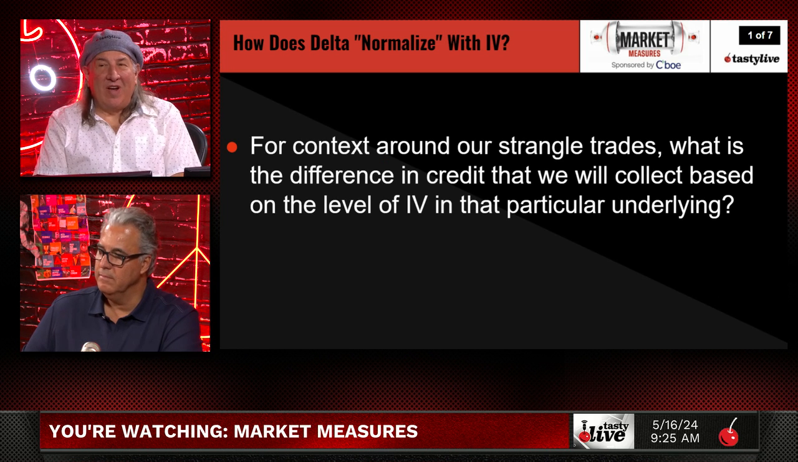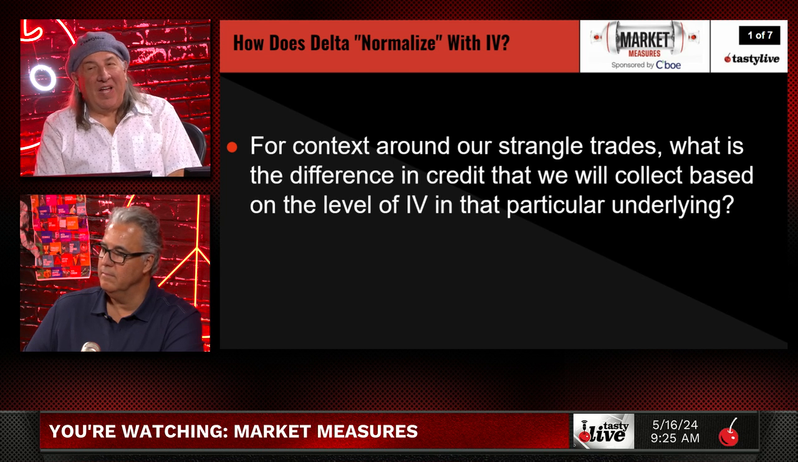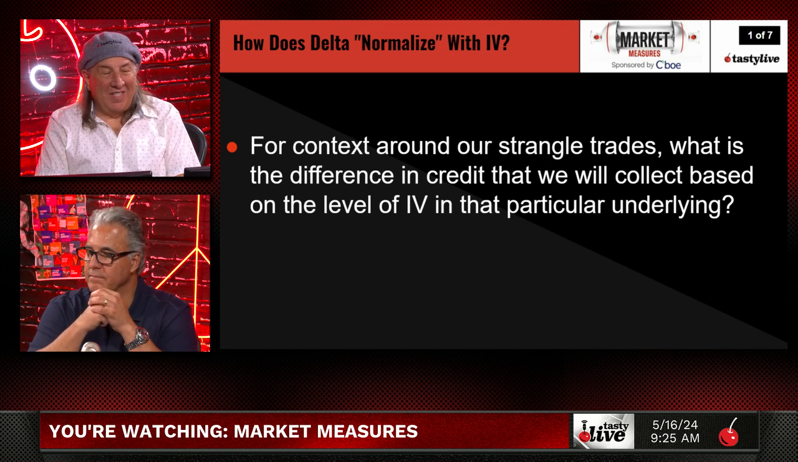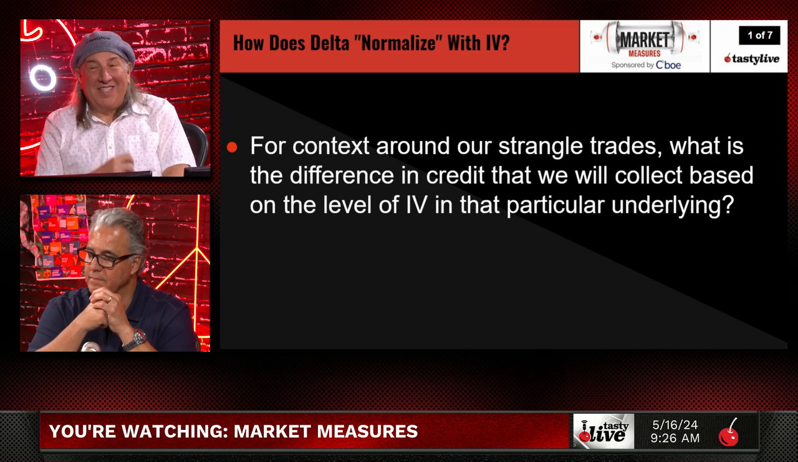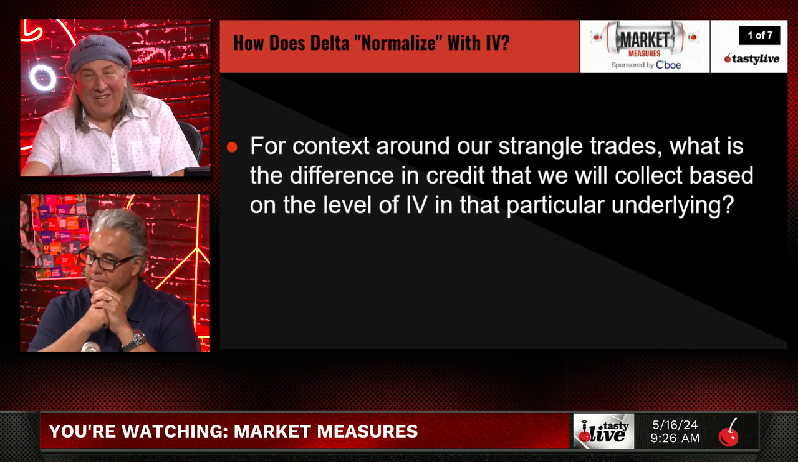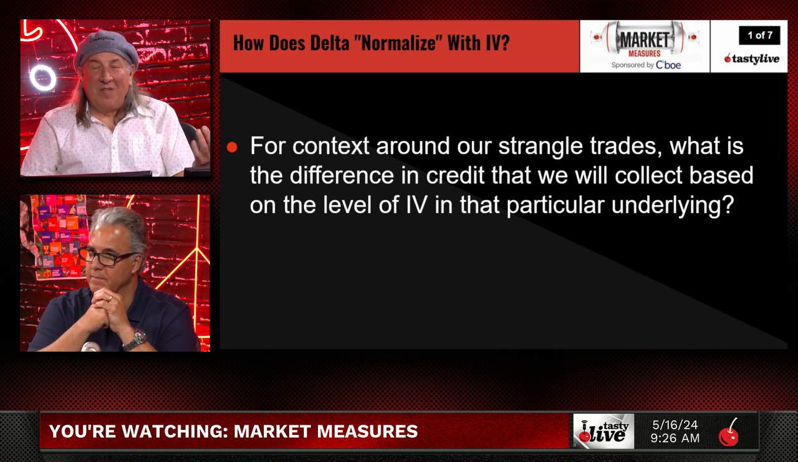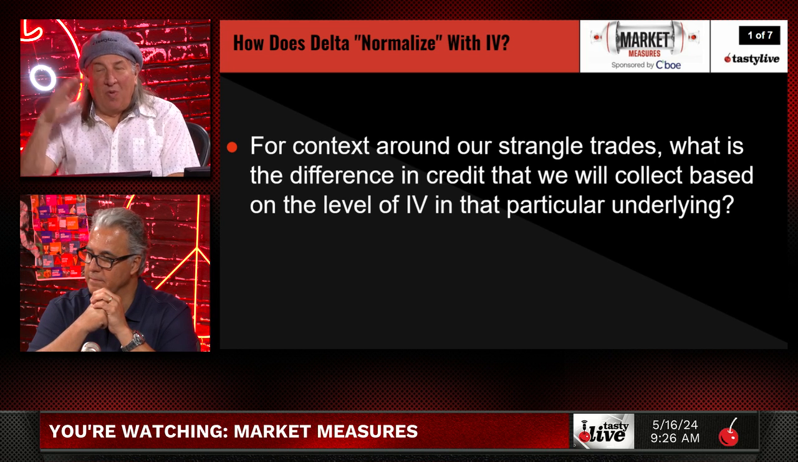For context around our strangle trades, what is the difference in credit that we will collect based on the level of implied volatility in that particular underlying? And what we're going to show you is that regardless of the underlying, as long as the level of volatility is the same, everything else is going to be exactly the same. That's how we normalize everything. That's how we know that what we do here is legit, because we don't care what the underlying name is. We don't care what the story is behind it. Volatility, because of the size of the marketplace, tells us exactly what the stock's going to do and what it's expected to do, up or down.